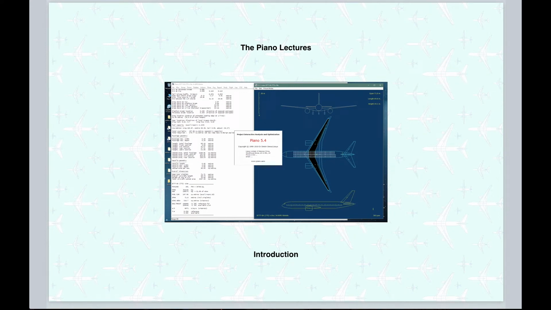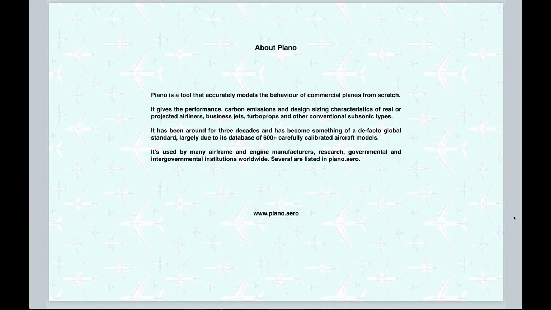I will start by reading out a few basics. Piano is a tool that accurately models the behavior of commercial planes from scratch. It gives the performance, carbon emissions and design size and characteristics of real or projected airliners, business jets, turboprops and other conventional subsonic types. It has been around for 3 decades and has become something of a de facto global standard, largely due to its database of more than 600 carefully calibrated aircraft models.